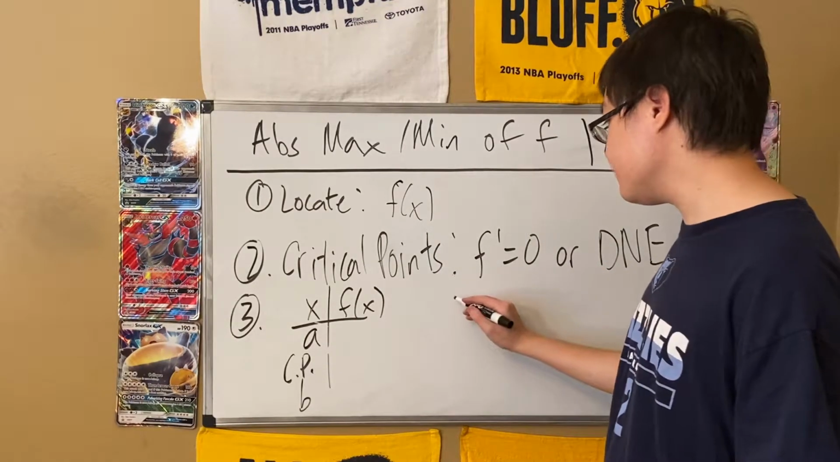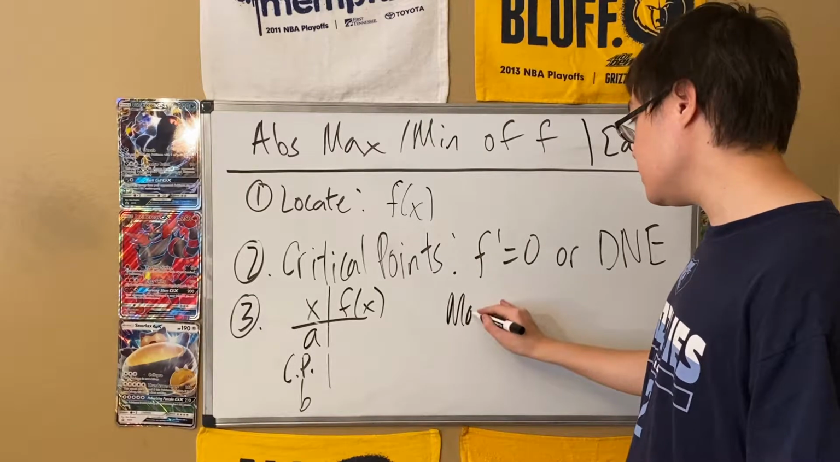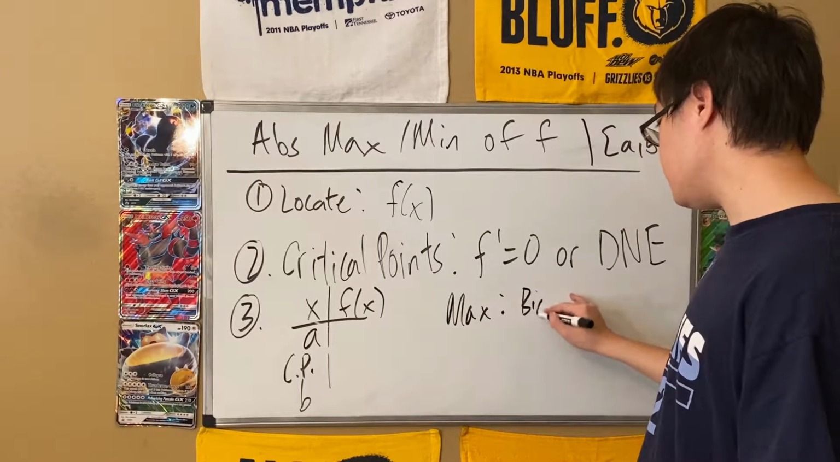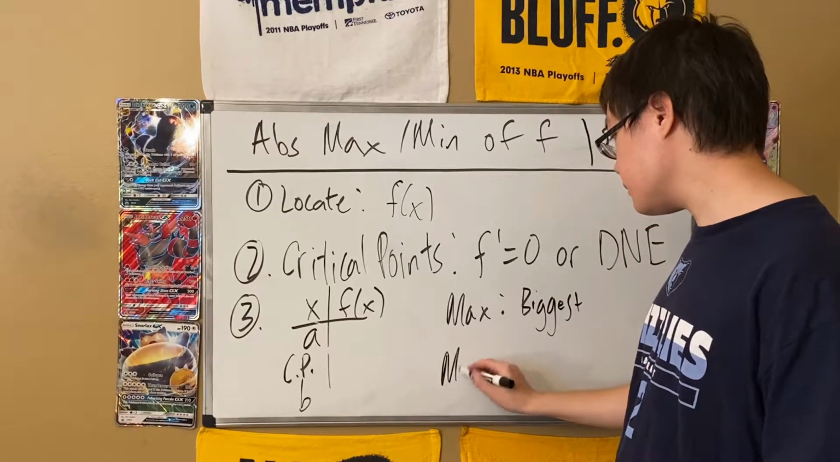Finally, the maximum will be the biggest number and the minimum will be the smallest number. So the max will just be the biggest number and the minimum will be the smallest number.